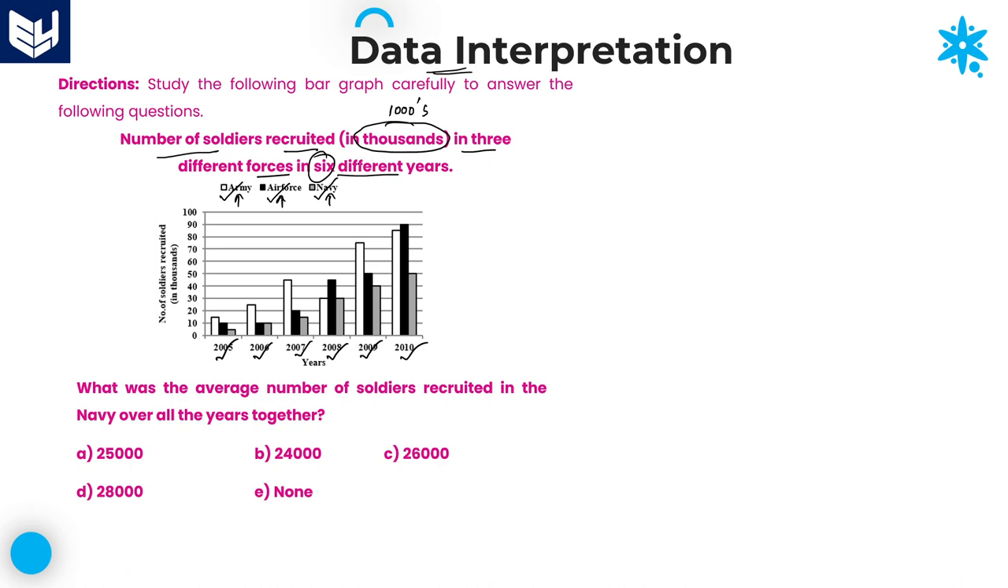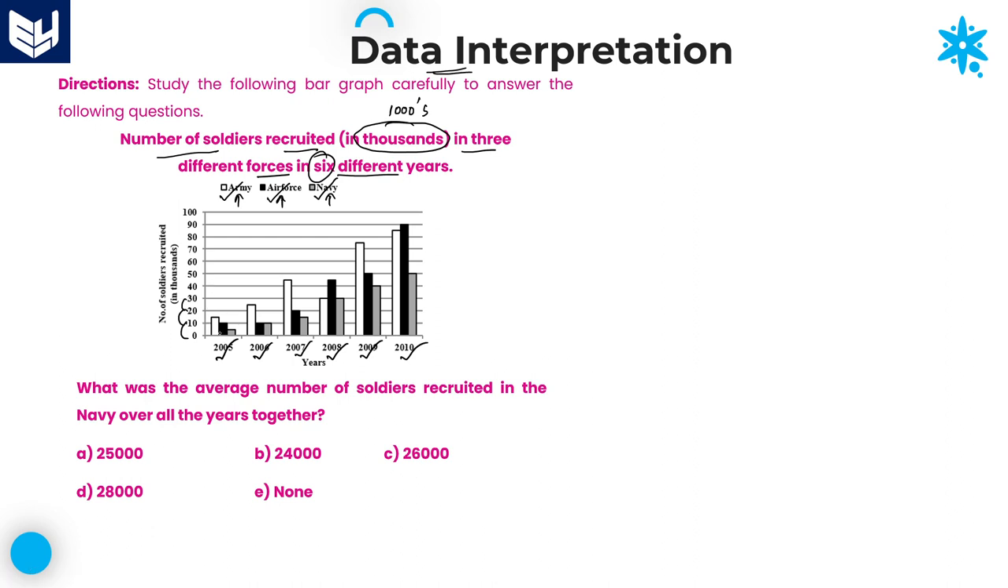Suppose if it is given in terms of hundreds, we need to multiply with the hundred. If it is given in terms of lakhs, we need to multiply with the lakh. Now, in some of the graphs, values are directly given. But here values are not directly given and the scale is 0 to 100 in this bar graph and the gap between each scale is 10. Whenever the line is in between any two, consider that it is exactly in the middle.